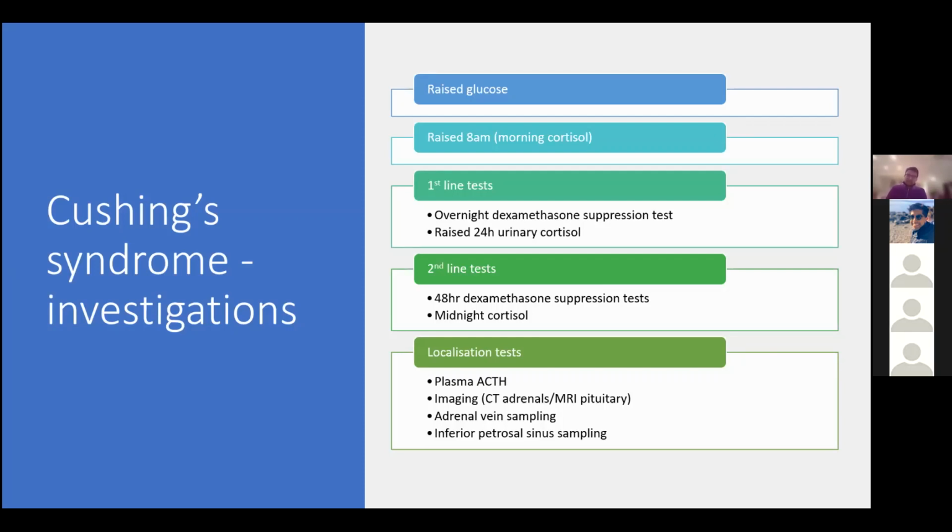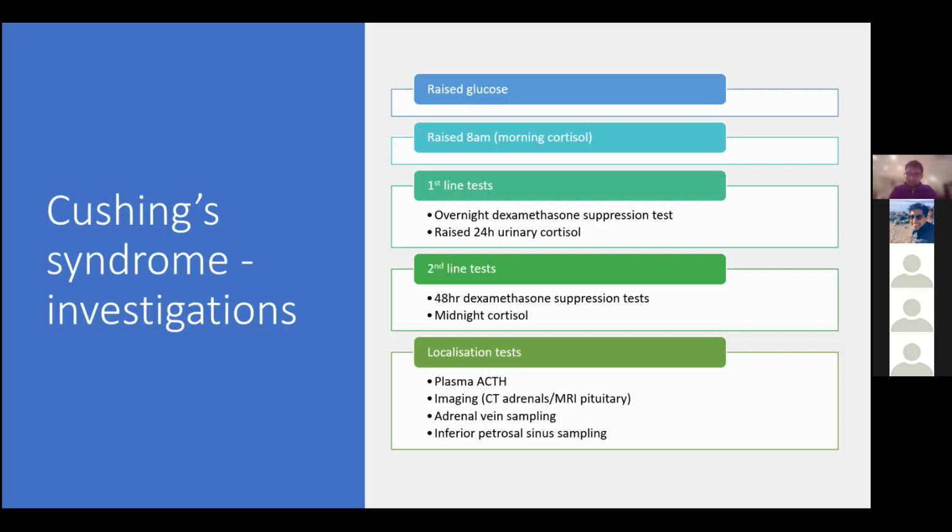Second line tests are used where the first line tests are indeterminate, really. So 48-hour dexamethasone suppression tests, while they used to be quite mainstream, are sometimes still used, but they're not used as commonly.